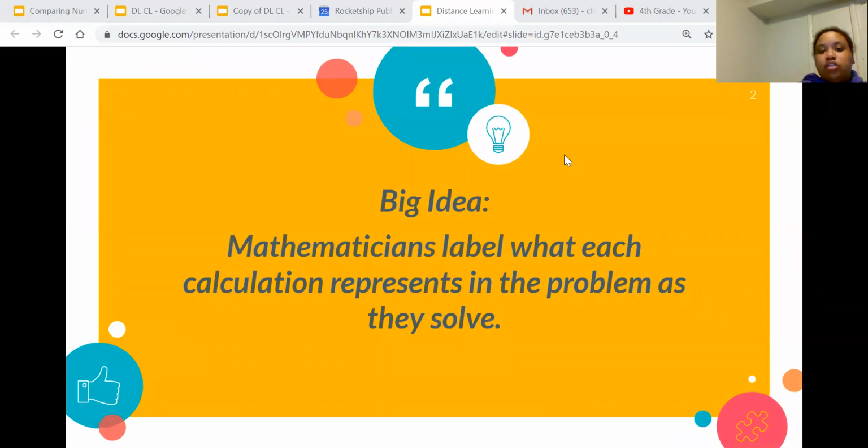We're always going to start with our big idea. Our big idea for today is mathematicians label what each calculation represents in the problem as they solve. Rocketeers, I'm going to go over how important it is to label throughout the whole process of setting up your Foursquare. That is all a part of organizing my work neatly. I'm also going to be labeling throughout my Foursquare because it's going to be essential on how I solve the problem.